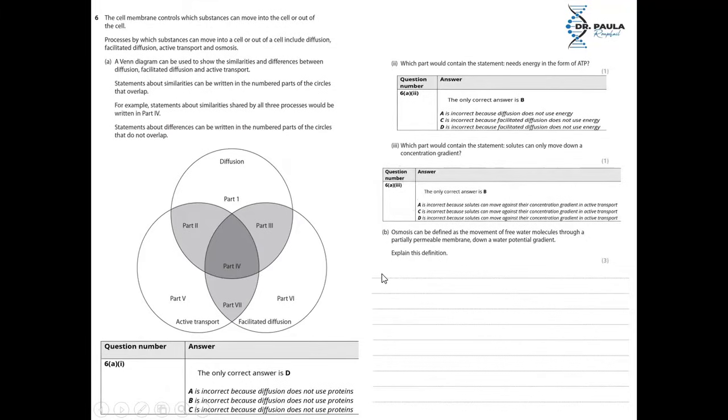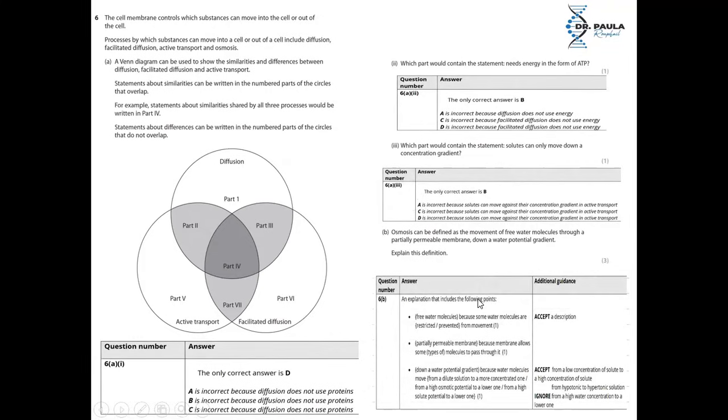Coming to B section, osmosis can be defined as the movement of free water molecules through a partially permeable membrane down a water potential gradient. Explain this definition with 3 marks. For sure, we're not going to write that definition of osmosis again. You have to explain more the idea of water molecule is moving freely.